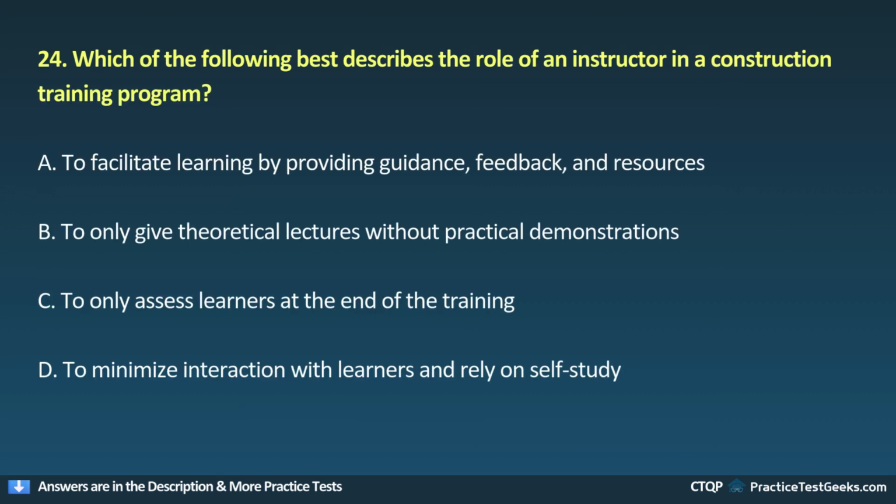24. Which of the following best describes the role of an instructor in a construction training program? A. To facilitate learning by providing guidance, feedback, and resources. B. To only give theoretical lectures without practical demonstrations. C. To only assess learners at the end of the training. D. To minimize interaction with learners and rely on self-study.